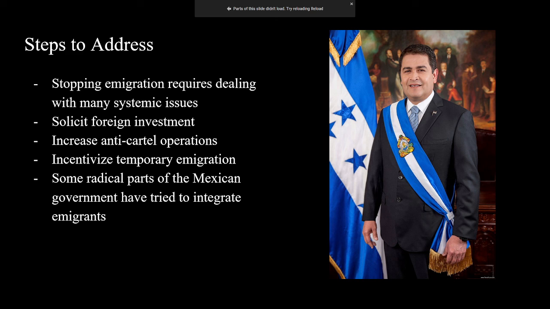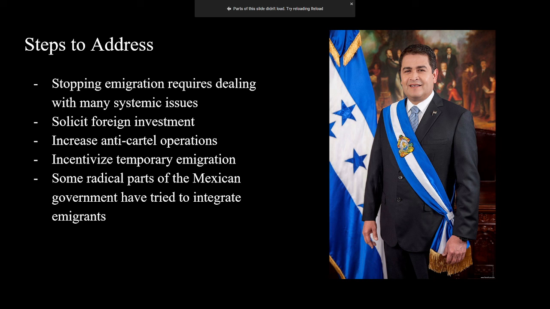And then, of course, this is a bit of a more out there suggestion, but some radical elements of the Mexican government have even tried to integrate Mexican immigrants in the United States. They allow them to retain Mexican citizenship, to run for office for Mexican posts while living in the United States. And in some cases, there's even been talks of strategically, demographically resettling different portions of the United States on the border with Mexico to make them more sympathetic to Mexico as a whole.